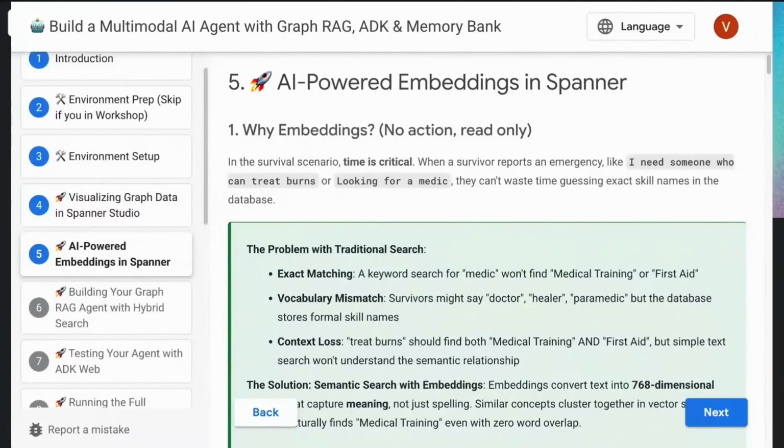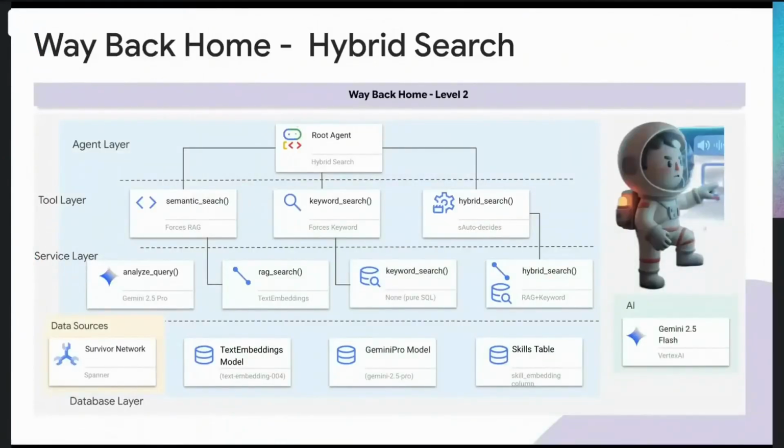Before we do things in Spanner, let's take a look at this graph. There's a lot going on, but I suggest you look from the bottom to the top. At the bottom, we're creating this text embedding model and Gemini Pro model in Spanner. At the service layer, we use this embedding model in RAG, keyword search, and hybrid search. Then we have the tooling layer that connects our services so that tooling has complete logic. And then we have the agent layer so the agent can connect into the tools.